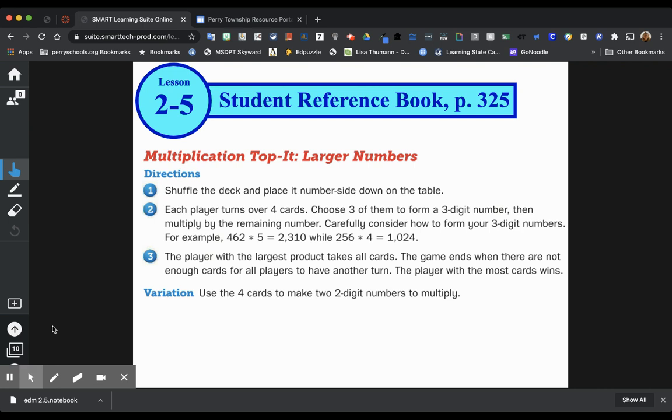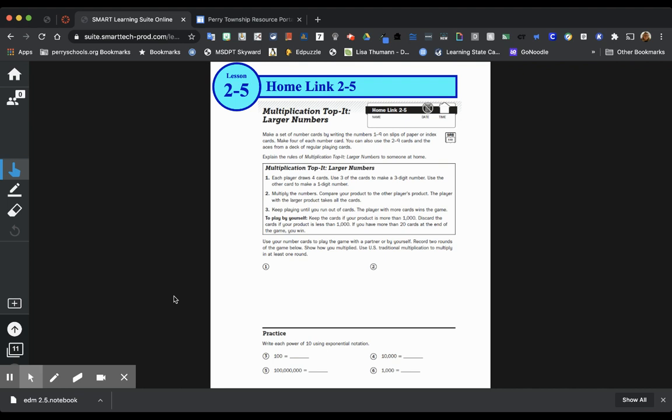And take some time to play at least 1 round of Multiplication Top-It. A suggestion for you to get some more practice is HomeLink 2.5. You should have this in your HomeLink book. At the top, you can practice Multiplication Top-It, larger numbers for numbers 1 and 2.